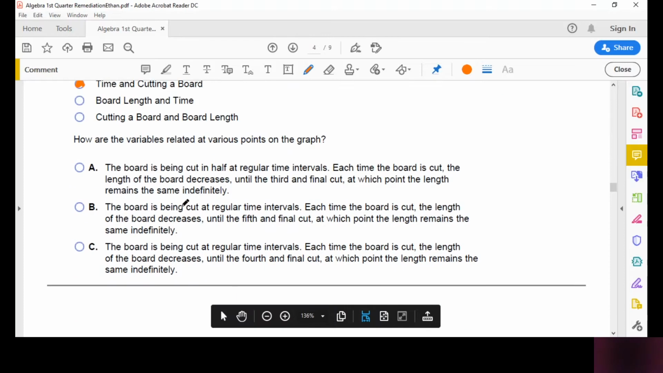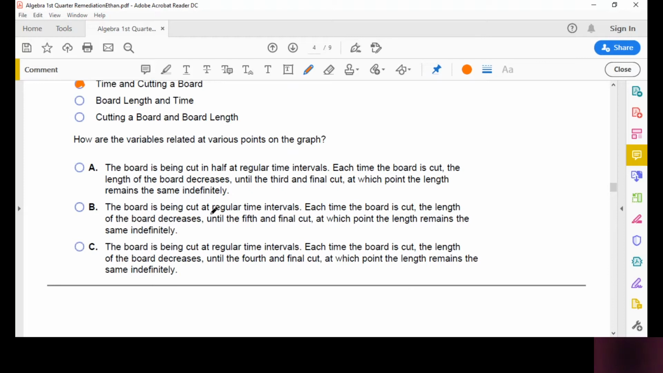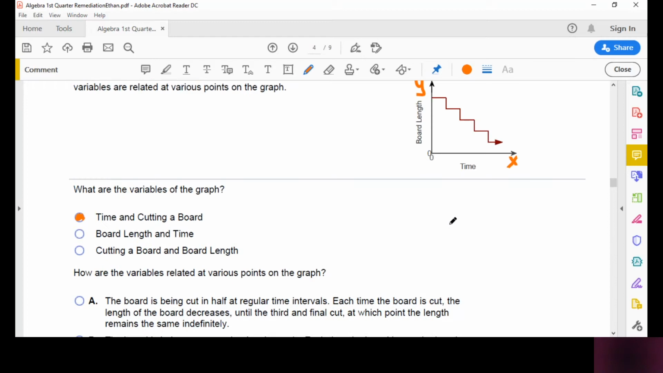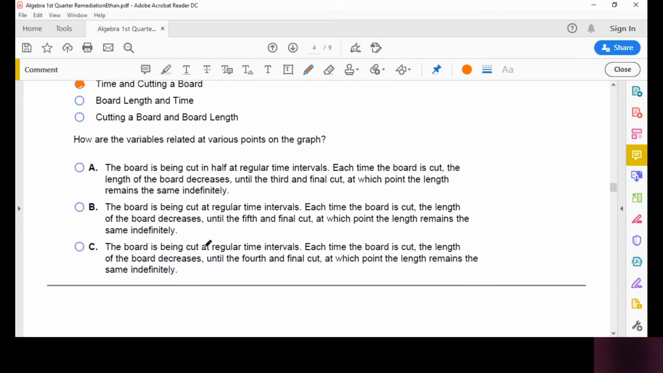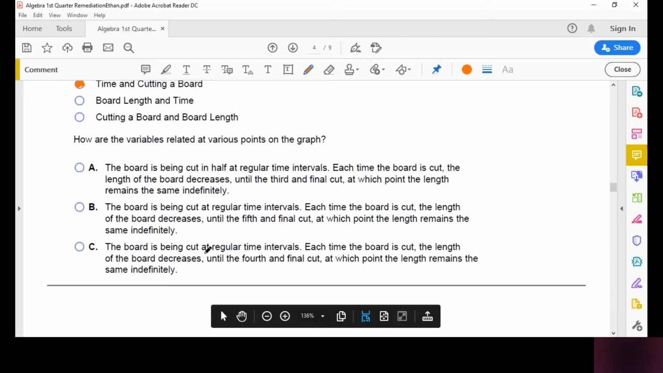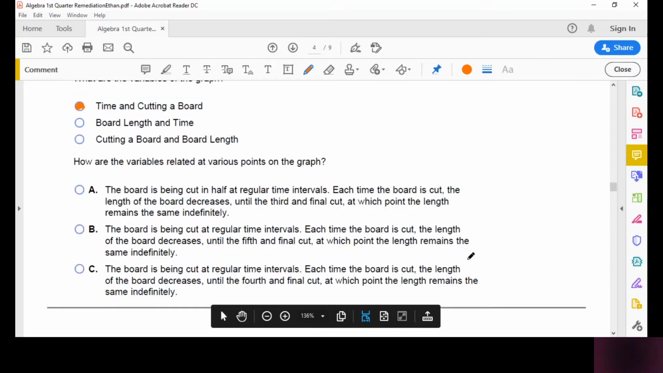The board is being cut at regular time intervals. Each time the board is cut, the length of the board decreases until the 5th and final cut, at which point the length remains the same indefinitely. So it was cut 1, 2, 3, 4, and then it remains the same. The board is being cut at regular time intervals. Each time the board is cut, the length of the board decreases until the 4th and final cut, at which point the length remains the same indefinitely.